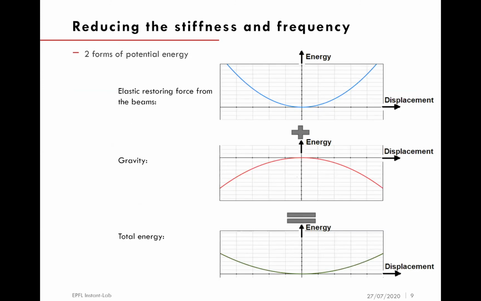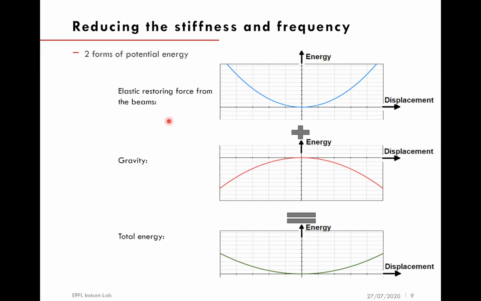Two forms of potential energy are present. The first is the elastic energy stored in the beams. As the elastic energy follows Hooke's law, the stored energy is quadratic with respect to the displacement. The second is gravity. Since the mass is at its highest in the neutral position, the gravity will try to move the mass away from this neutral position. This is identical to having a ball placed on top of a hill.